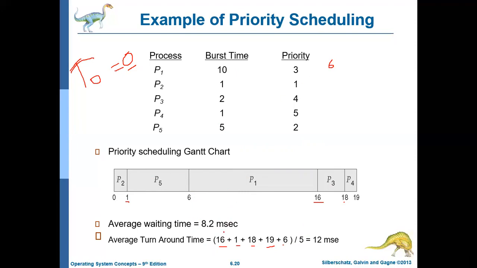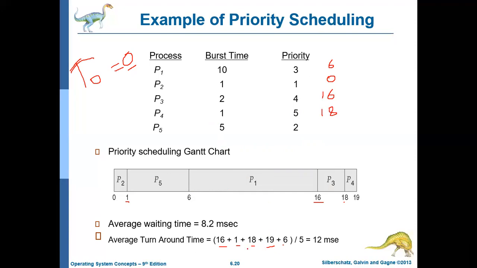Okay. And for P2, turnaround time is 1, burst time is 1. So 1 minus 1 is 0. It means P2 does not have any waiting time. It started at time 0 itself. And P3, its turnaround time is 18 and its burst time is 2. So 18 minus 2 is 16. Its waiting time is 16. And P4, its turnaround time is 19, and its burst time is 1. So 19 minus 1 is 18. Its waiting time is 18.